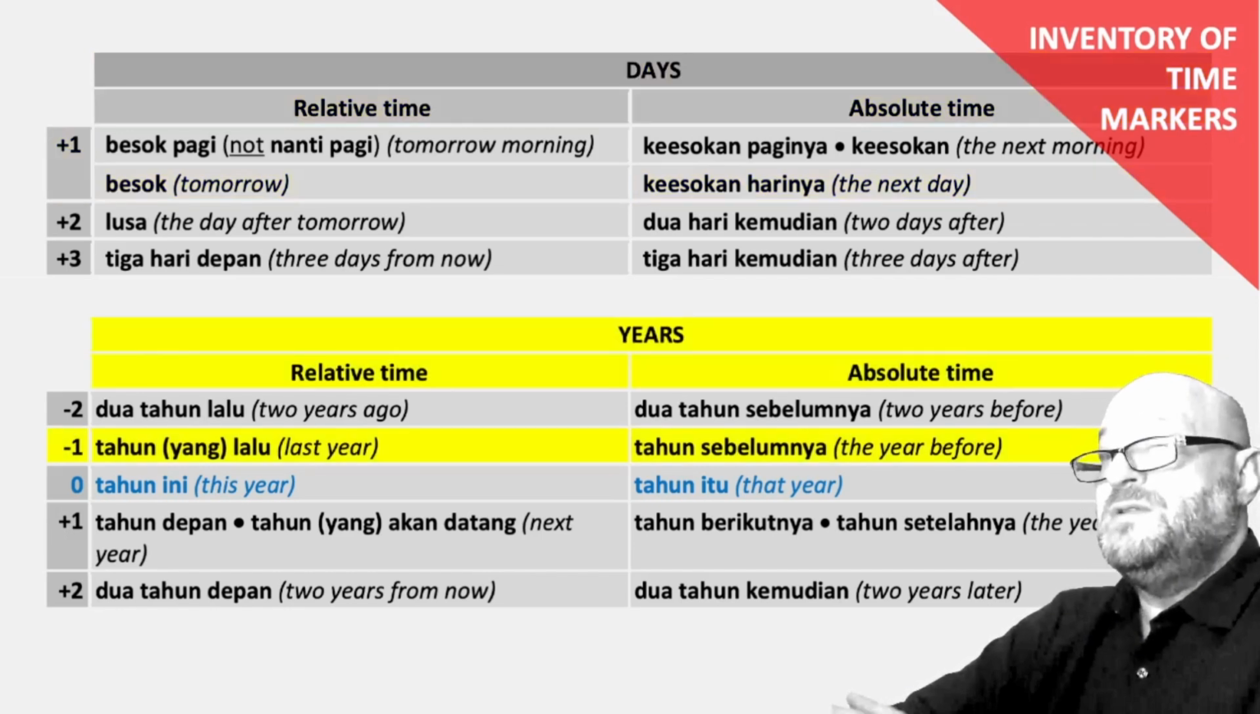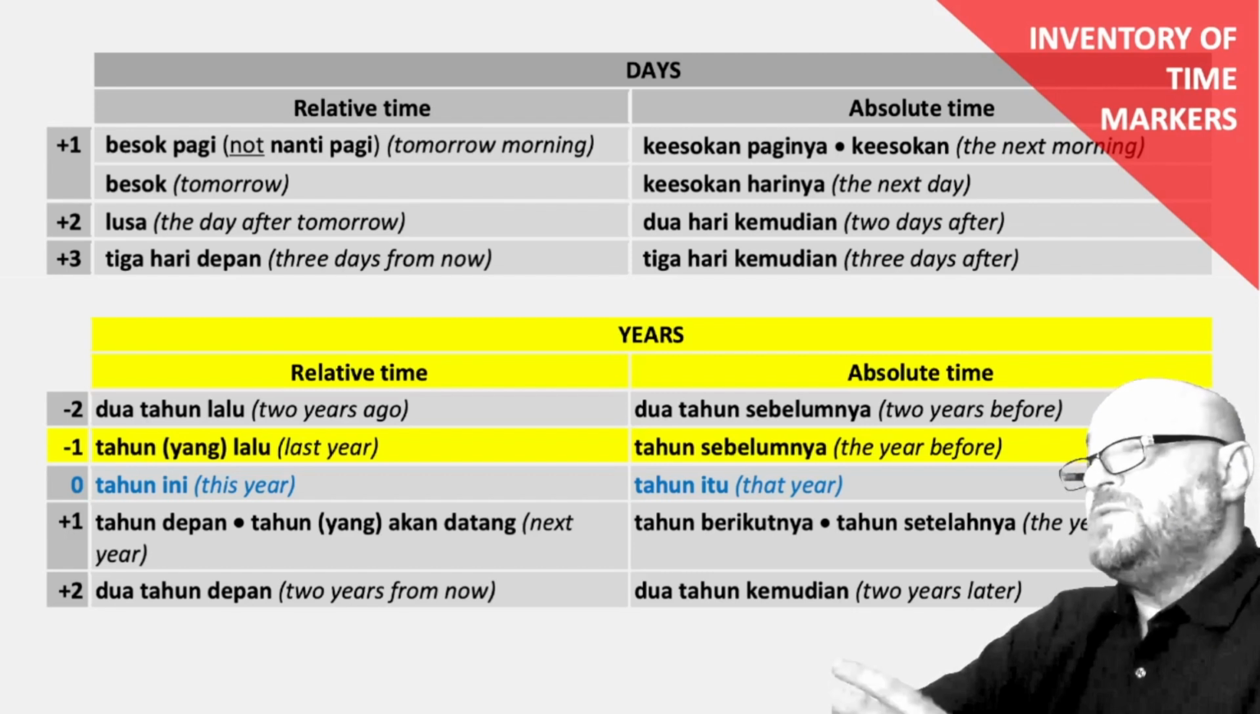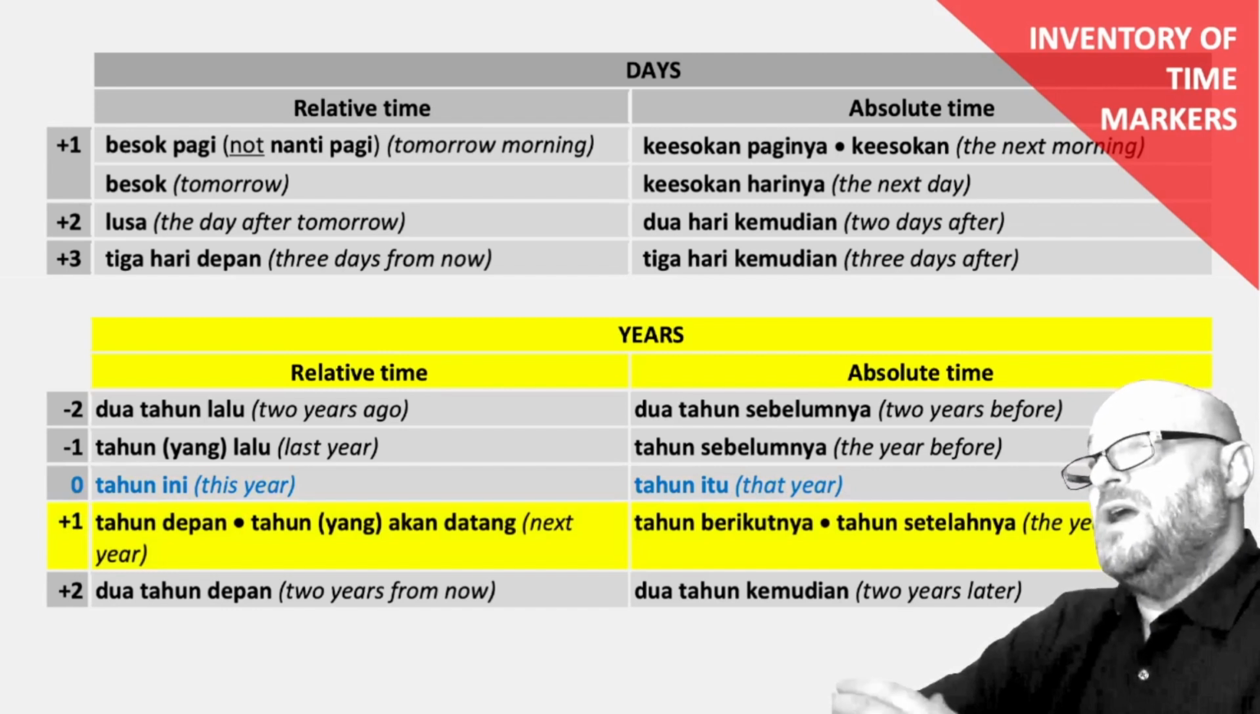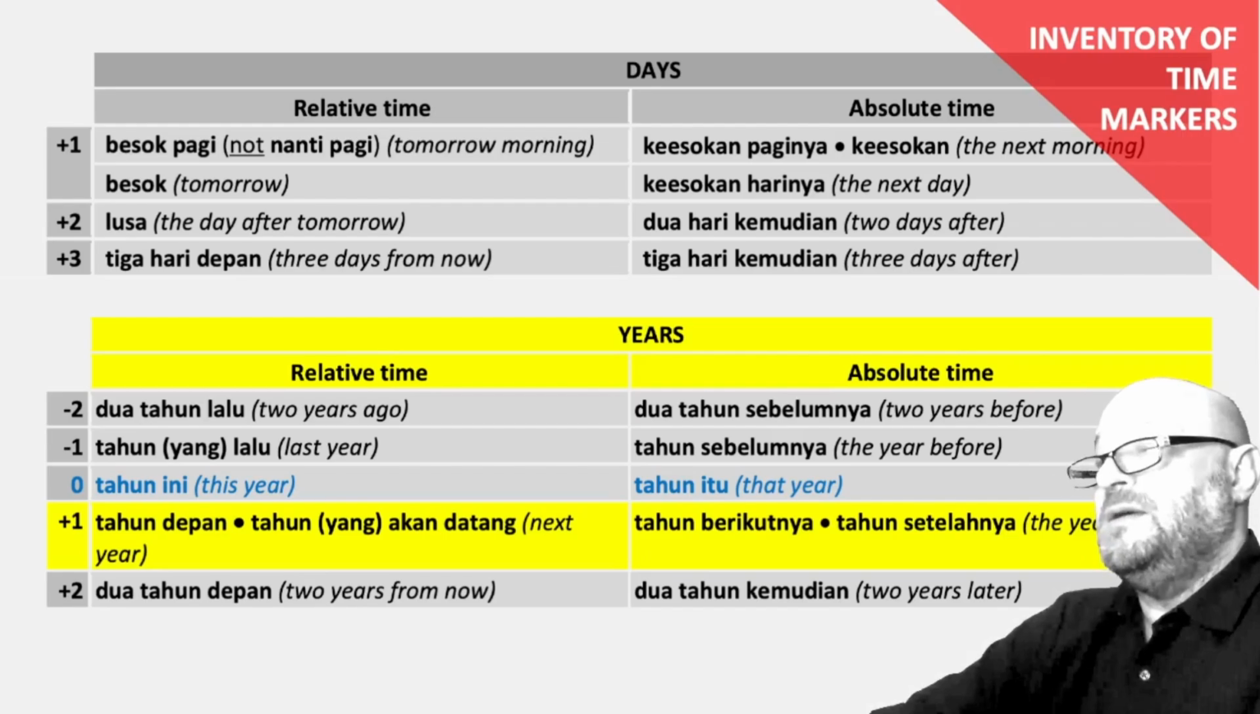For years, last year, tahun yang lalu. Absolute time, the year before, tahun sebelumnya. This year, tahun ini. That year, tahun itu. Next year, tahun depan, tahun yang akan datang. And the year after, tahun berikutnya, tahun setelahnya.